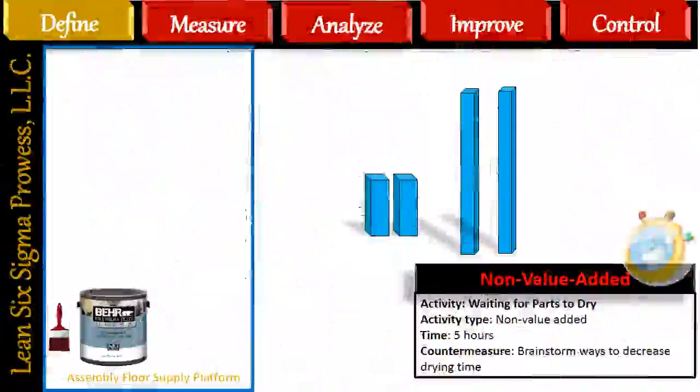Activity, waiting for parts to dry. Activity type, non-value added. Time, 5 hours. Countermeasure, brainstorm ways to decrease drying time. This is the longest step in the process.